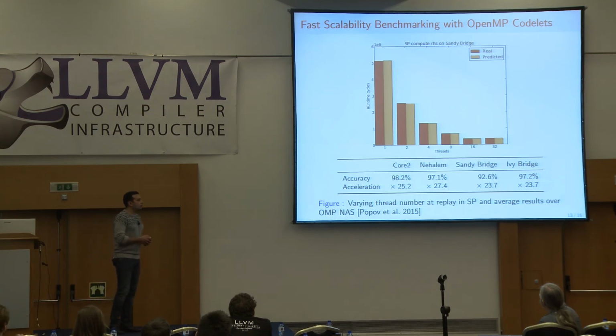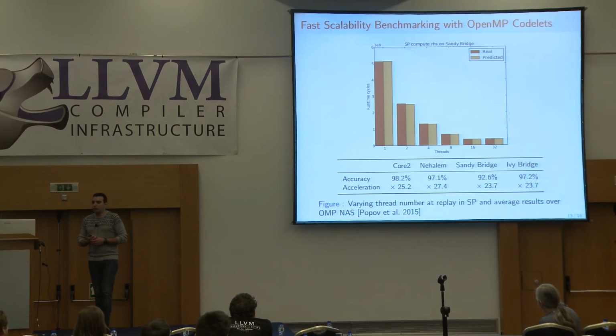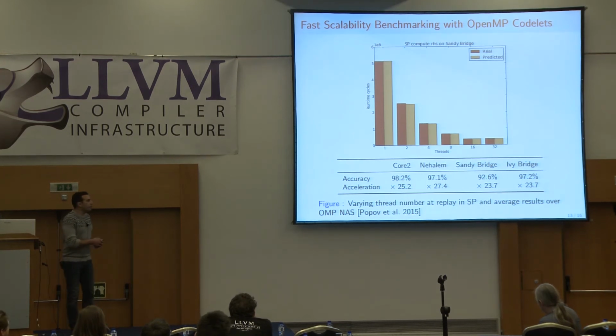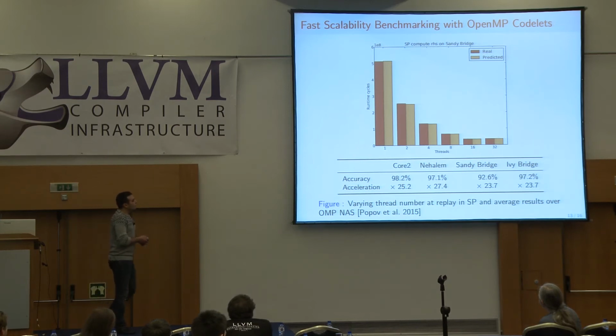Finally, we also used codelets for scalability projection. So we extracted a region from the OpenMP SP benchmark, and we ran it by varying the number of threads. Still in red is the real time, and in yellow the prediction with the codelet. Running on different architectures, we can see that every time running the codelet is more than 20 times faster than running the full SP benchmark, and the scalability prediction is also accurate and close to 90%.